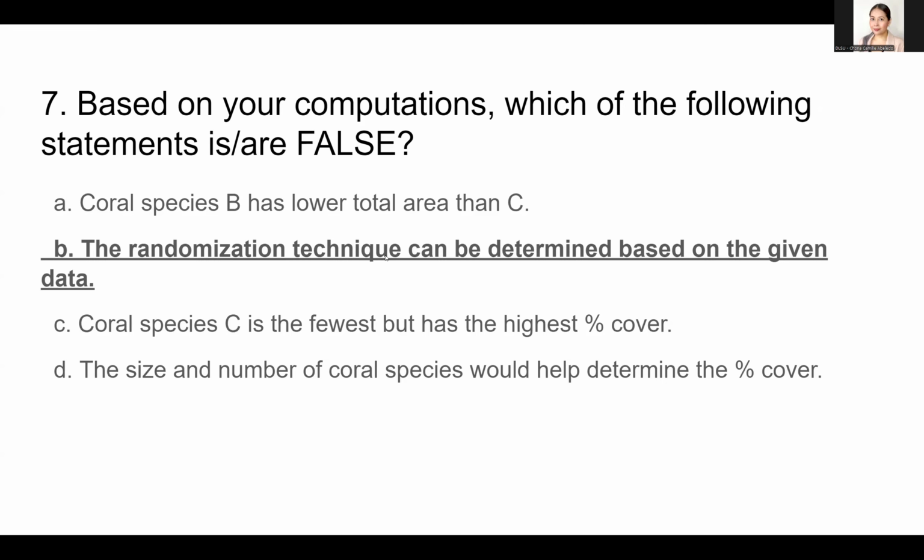Can you give me an old school thumbs up reaction if you don't have any questions about item number 7? Okie dokie.